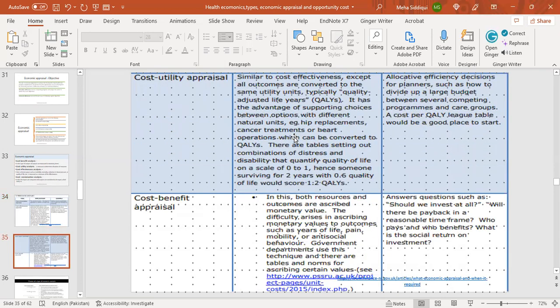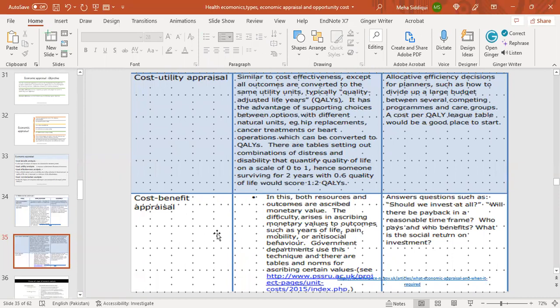Then comes cost utility appraisal. Similar to cost effectiveness, except all outcomes are converted to the same utility units, typically quality adjusted life years. It has the advantage of supporting choices between options with different natural units, for example, hip replacement, cancer treatments, or heart operations, which can be converted to quality adjusted life years. An example is allocative efficiency decisions for planners, such as how to divide up a large budget between several competing programs and care groups. A cost per quality adjusted life year league table would be a good place to start.